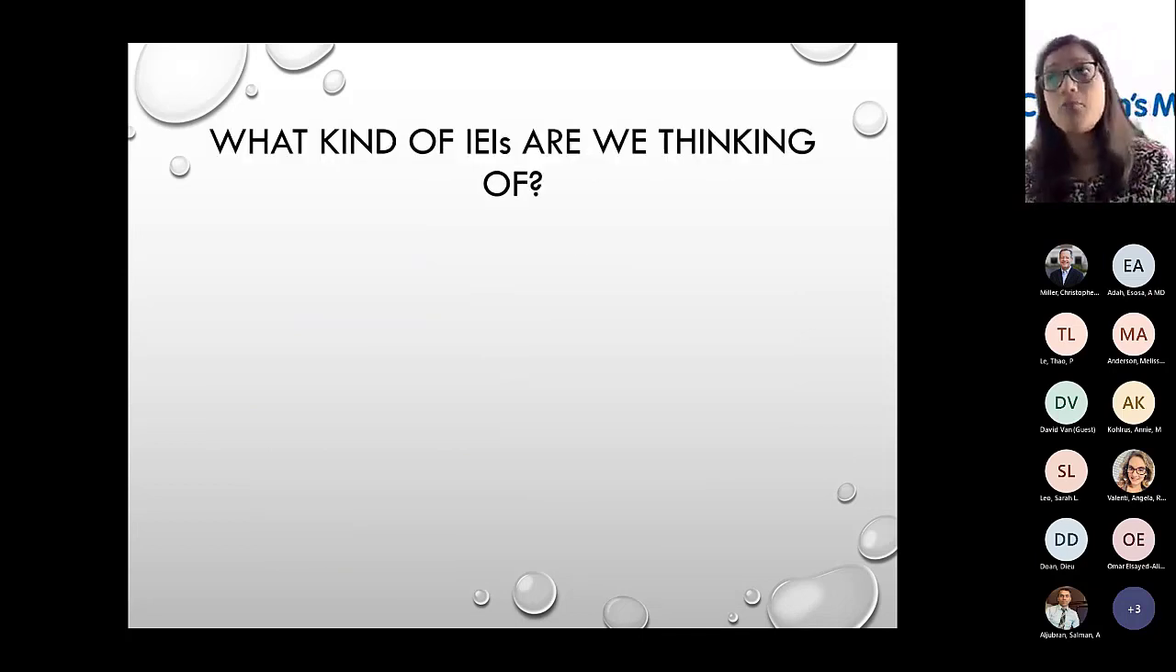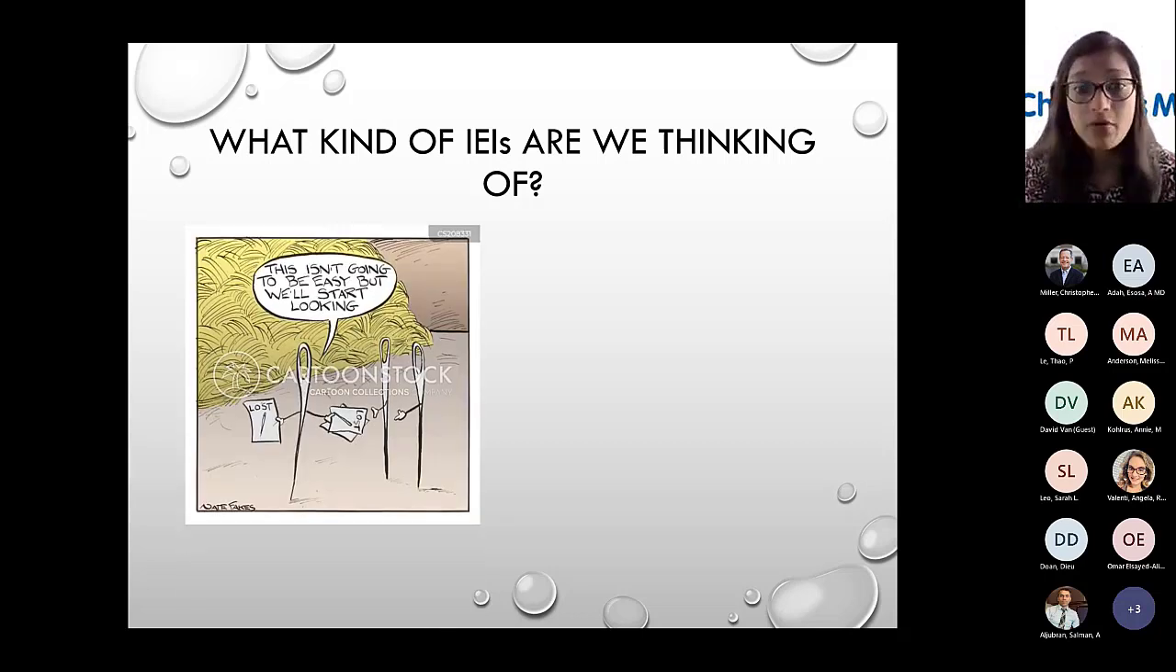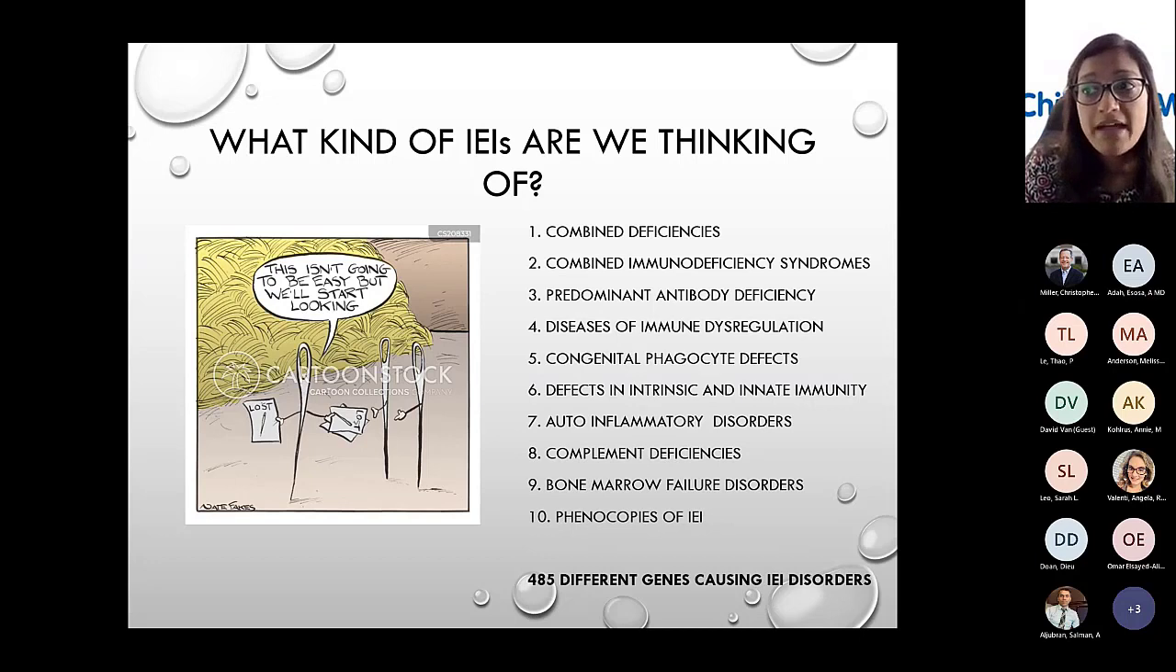All right, moving on from all the workup that we talked about, now we want to know what kind of inborn error of immunity we are thinking of. As you can imagine, there are 485 genes. It's like a needle in a haystack situation where we are trying to figure out what immune deficiency we should be thinking of. So going back to our list of inborn errors, these are the different categories. And when should we be thinking of which category? That's what we are going to focus on for the next few minutes here.